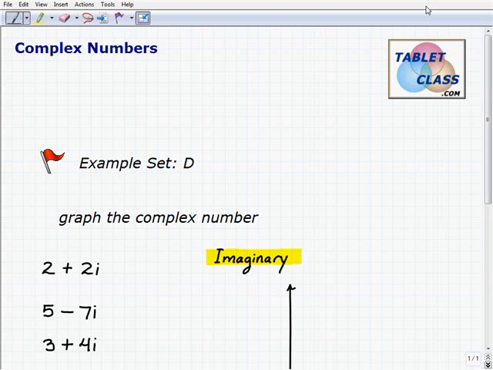Hello, welcome to the video on complex numbers. This is our example set D video, and we're going to be looking at how to graph complex numbers.